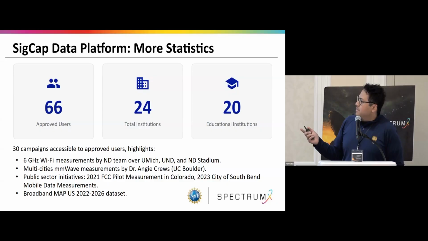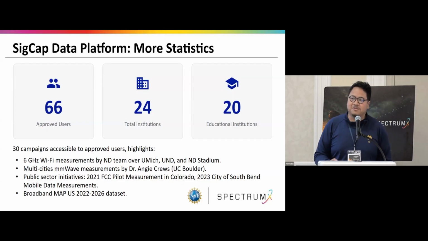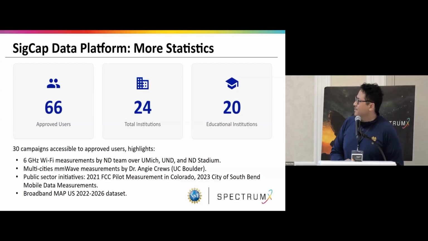And I want to highlight the campaigns that we captured in SIGCAP. In total, there are 30 campaigns, but these are the highlights. We collected very extensive 6 gigahertz Wi-Fi measurements at the University of Michigan, the University of Notre Dame, and specifically Notre Dame Stadium, because we have a very dense deployment there, around 1,300 Wi-Fi APs. And there are efforts to collect multi-city millimeter wave measurements by Dr. Angie Cruz. So thank you for that.